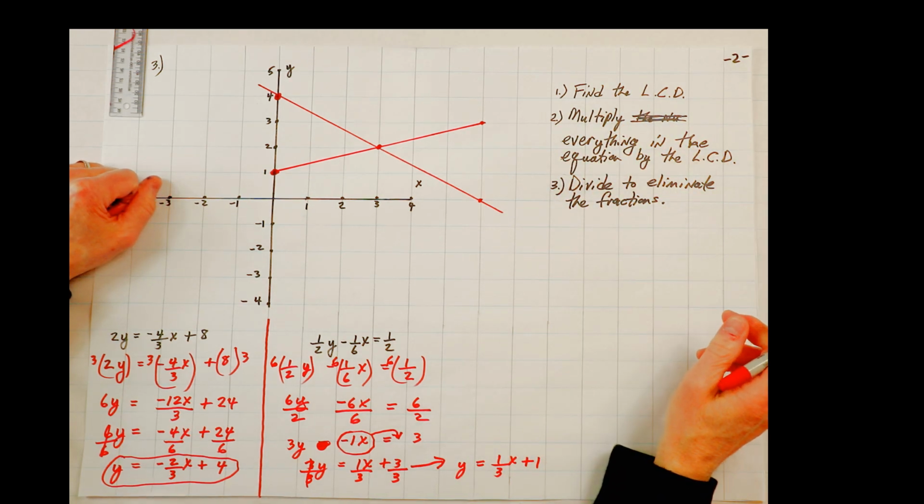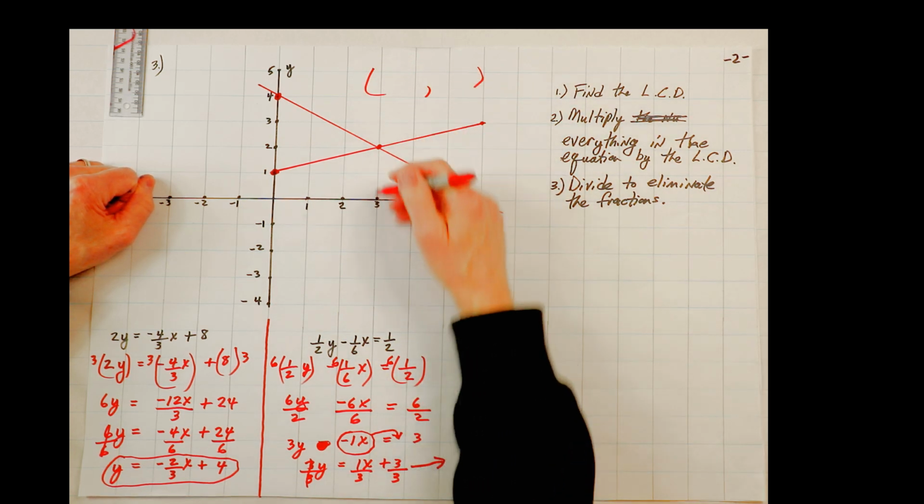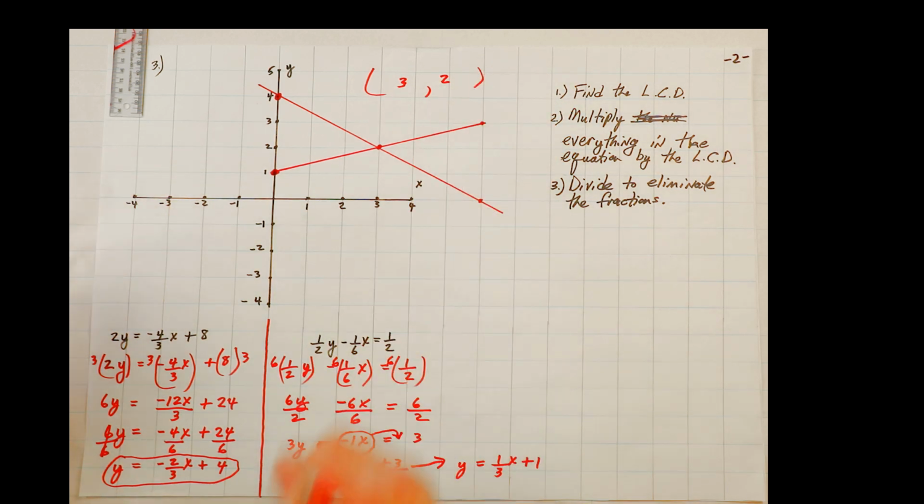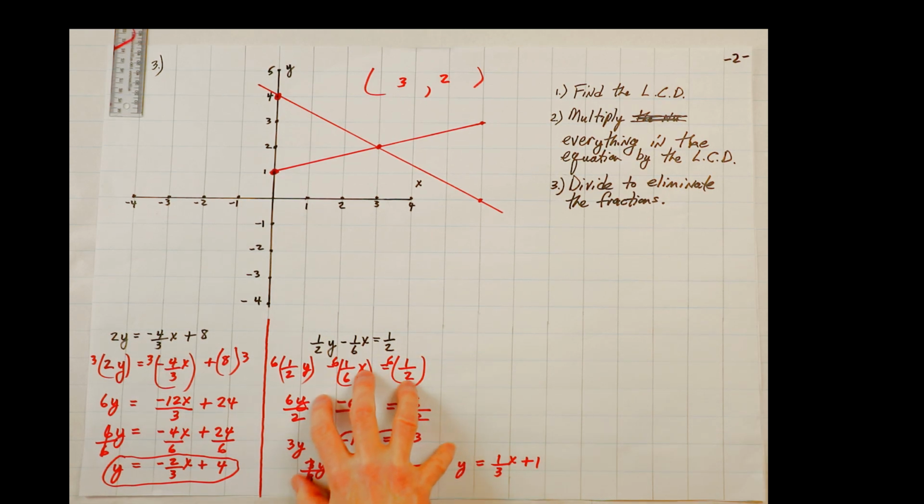So, what is our solution? The solution to this system of linear equations is 3, 2. That wasn't so bad, was it? I hope it wasn't. Just give you a chance to look at that. I love this technique of getting rid of fractions with an equation. It is so helpful.